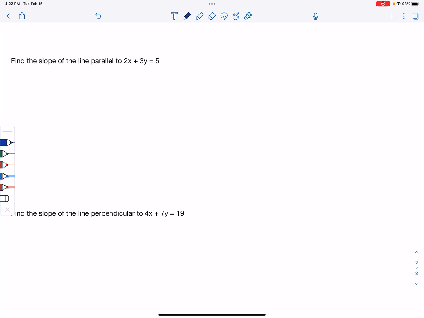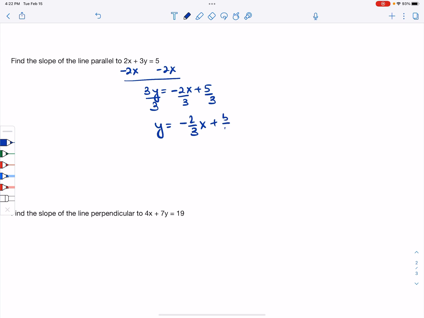To do that, I'm going to just rearrange the terms. So I'm going to subtract 2x from both sides first. That's going to give me 3y is equal to negative 2x plus 5. And then I'm going to divide everything by 3. So I get y is equal to negative 2 over 3 x plus 5 over 3.